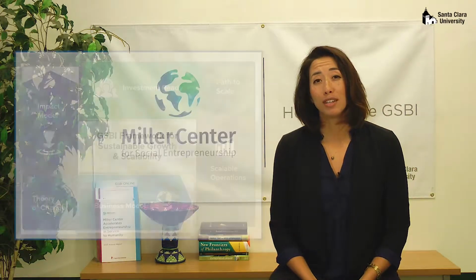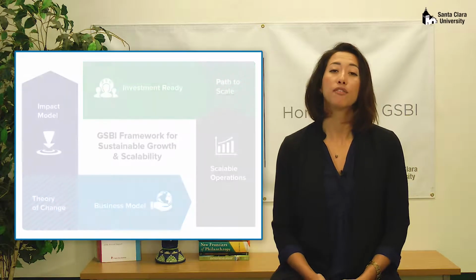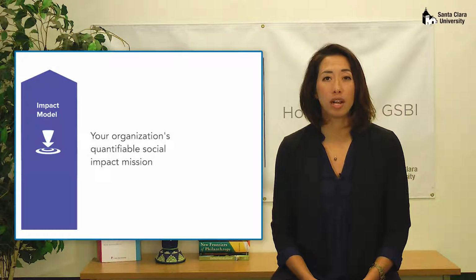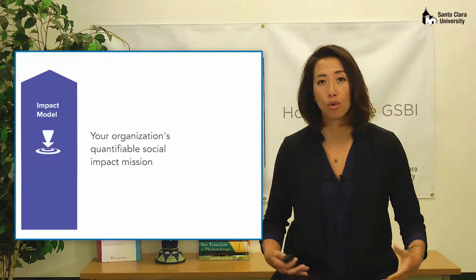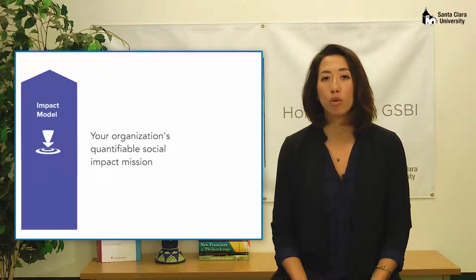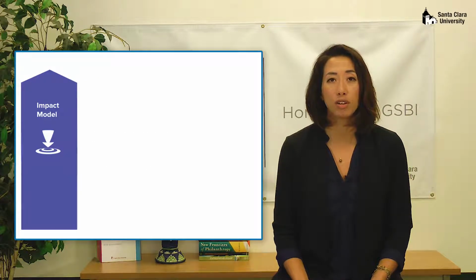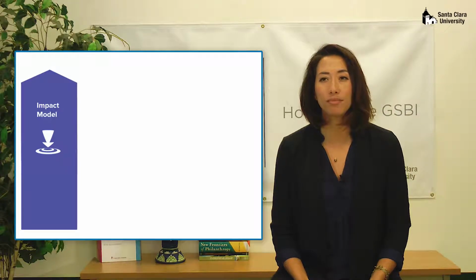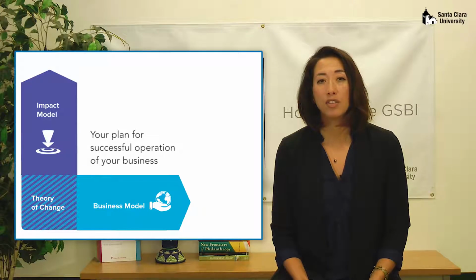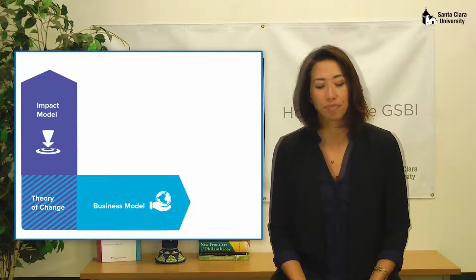I'm going to talk to you about the GSBI framework for sustainable growth and sustainability. The first vector that we focus on is your impact model. This is what we select for at the beginning of the program, and so you're here because you've got a strong social impact mission, and we hope to help you elaborate on that and continue articulating that in a very strong and compelling way. The business model is a huge focus of our program, and the two of these together create your organization's theory of change.